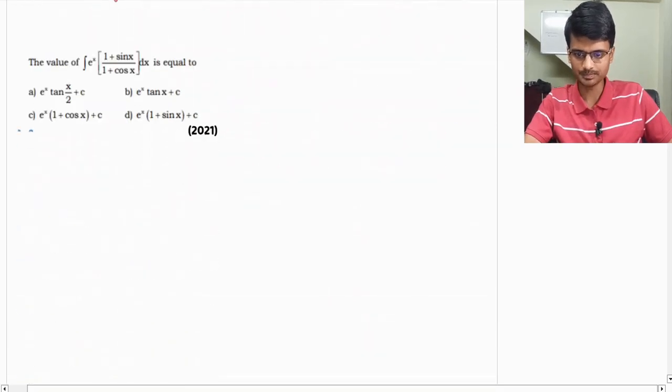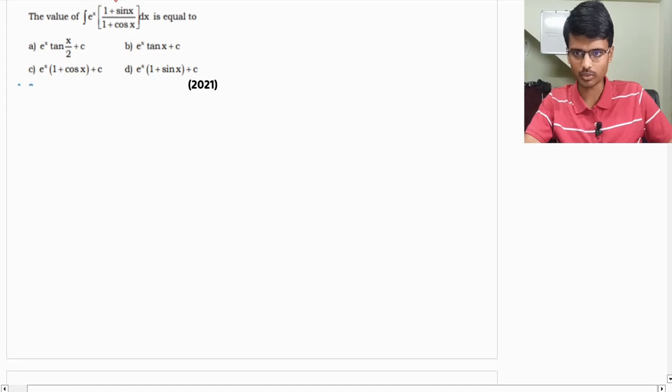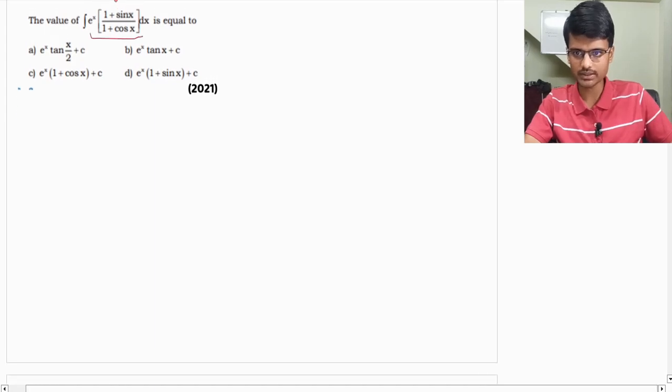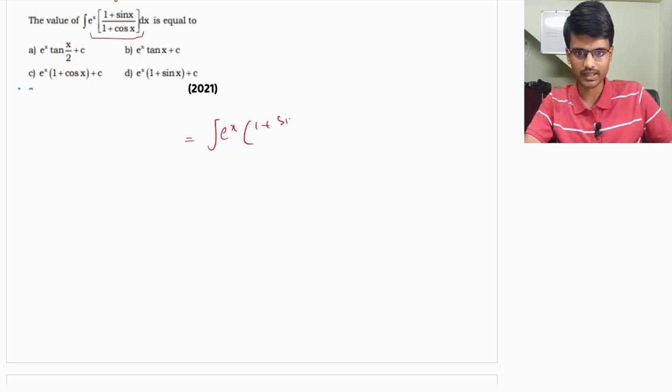Moving on, again a similar question. We have got an e power x, so somehow we have to bring it to the standard form. Let us see, let us break it down. On breaking down, what do I get? Let me check. E power x times 1 plus sin x over 1 plus cos x, dx. Okay, on splitting, what do I get?